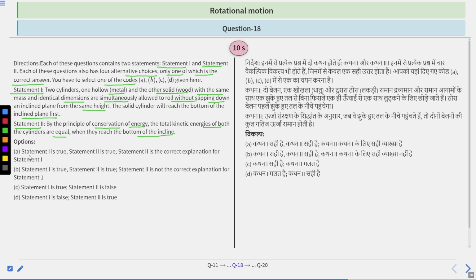Option A is statement first is true, statement second is true, statement second is the correct explanation for statement first. Option B is statement first is true, statement second is true, statement second is not the correct explanation for statement first. Option C, statement first is true, statement second is false. And option D, statement first is false and statement second is true. So which option is correct? You have 10 seconds to solve this question. After 10 seconds, we will provide the solution of this question.